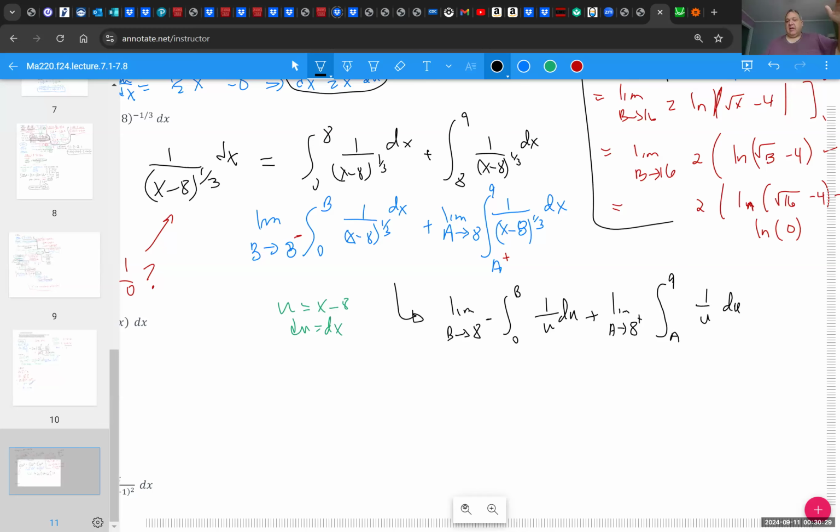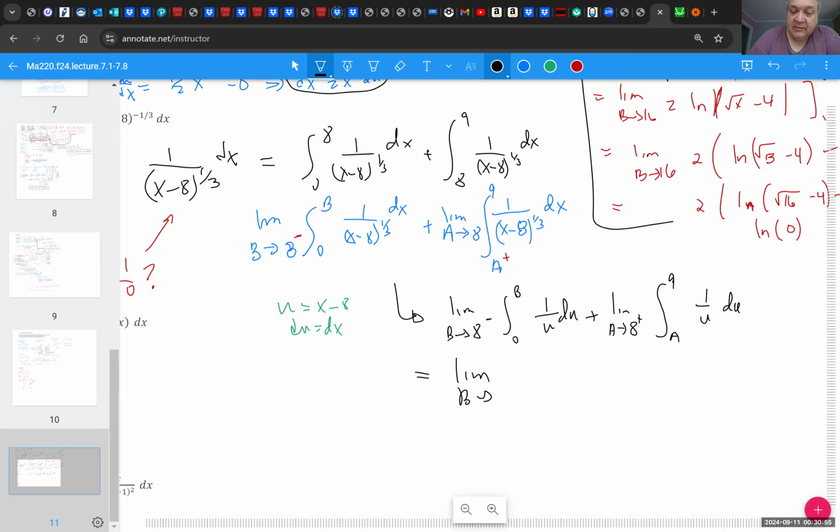Right, so we're going from 0 to 8, but we can't put 8 in there, so we put b approaching 8 from the left. And then we go the integral from 8 to 9, but we can't put an 8 in there. So we put a, which is approaching 8 from the right-hand side. The substitution is the same both times because x minus 8 was the same. So now we can just do the antiderivative of these. Okay, let's see what I get.